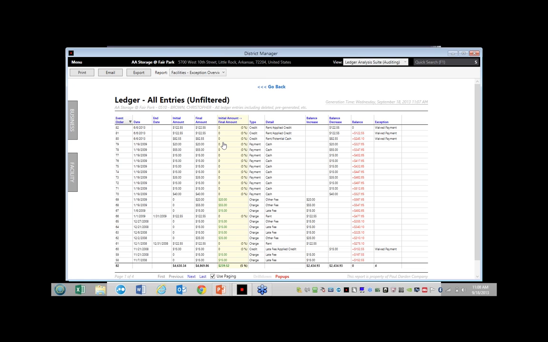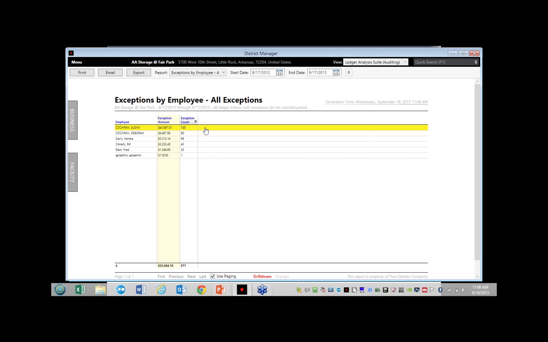Here's an example: Glenn has 745. Of course, he's the main operator at this location, so he would have the majority. But with that large number, over the life of the facility, we've got to analyze and say, well, does he need more training or not? That looks like a large number, but he is the primary operator there and manager at the store.